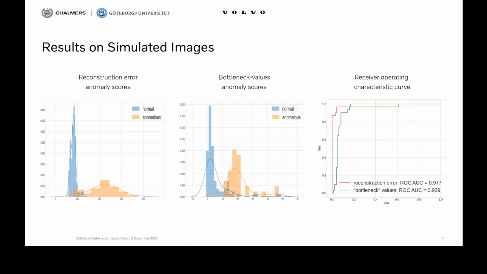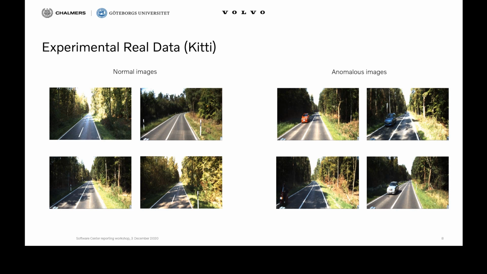But the bottleneck values approach, corresponding to this metric, which is false positive detection at 100% true positive detection, is better because we get less than 20% false positive detection in this case. So this was about results on simulated data, but our ultimate goal, of course, is to show how it is working on the real data.